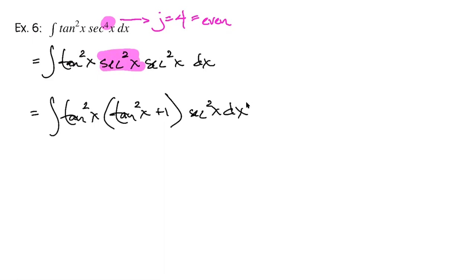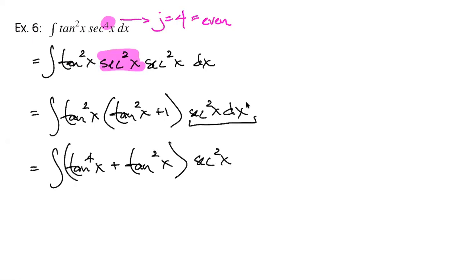Now, the reason I'm not going to do both of them is because, remember, we're trying to create a situation where we have a du that we can substitute, right? And the derivative of tangent is secant squared. So we're kind of saving this one for the u sub, right? And so now we can distribute tangent to the 4th plus tangent squared, and then secant squared x dx at the end.